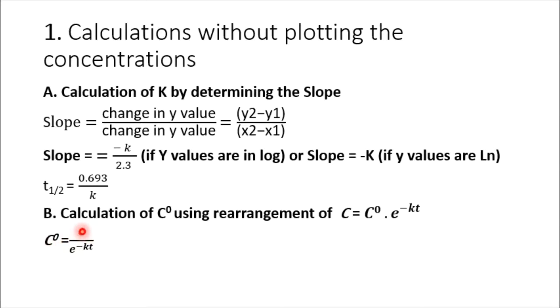and then here we should put one of the points that we got from the measurement of plasma concentration, over e to the power of the elimination rate constant that we calculated from the first step, multiplied by the time at which this plasma concentration was taken.